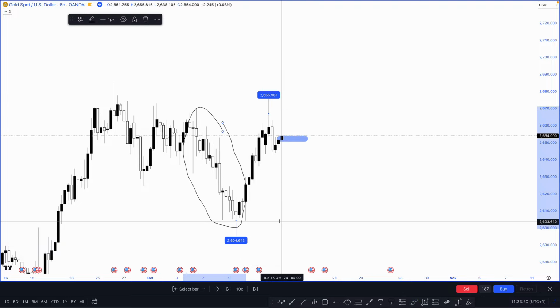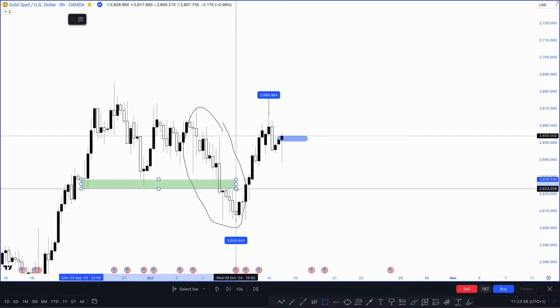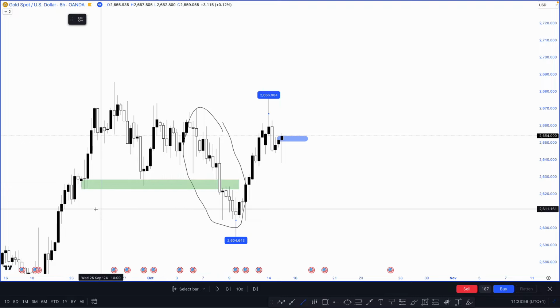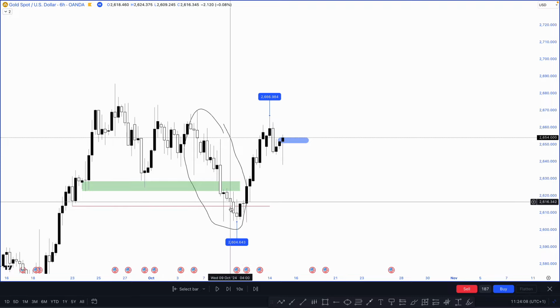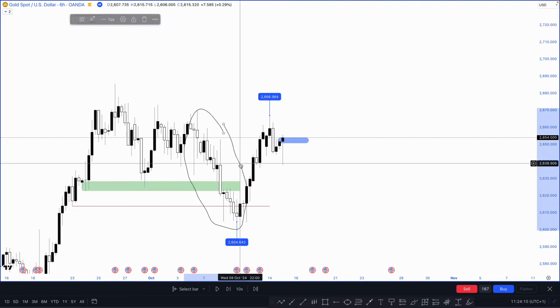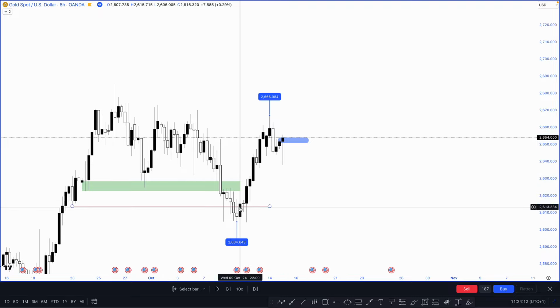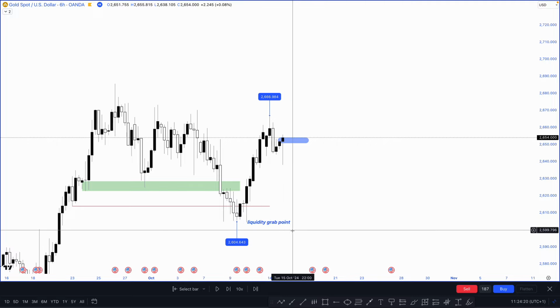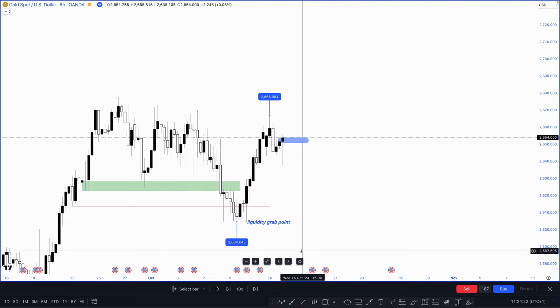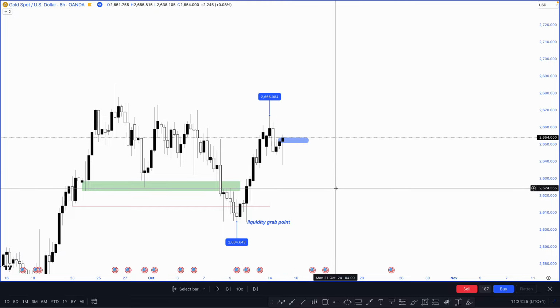Why did the market push down from up here into here? To grab the stop losses, look at this. To grab the stop losses of this area. We had double bottoms right here, 1, 2, and 3, triple bottoms actually, stop losses below them, below this point right here. The market grabbed these stop losses and then initiated a bullish push. And therefore this point right here was created as a liquidity grab point. So the market grabbed liquidity through to the downside, created this point, and then pushed through to the upside.